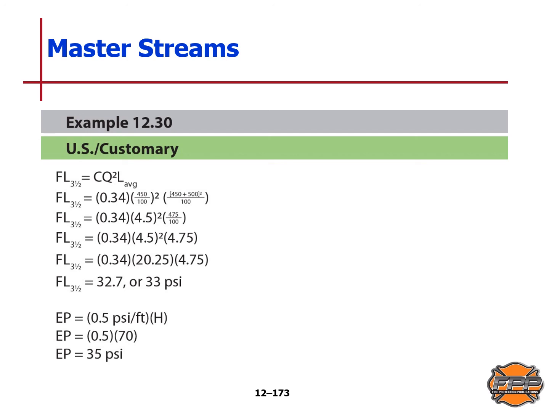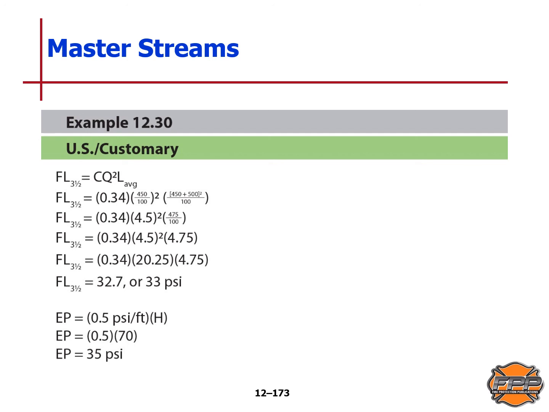On our third line, we have friction loss at 3.5 equals 0.34 times 4.5 squared times 475 over 100. So we're just working out the math. Next line, friction loss at 3.5 equals 0.34 times 4.5 squared times 4.75. Next, friction loss at 3.5 equals 0.34 times 20.25 times 4.75. So our total friction loss for 3.5 is 32.7 or 33 psi.